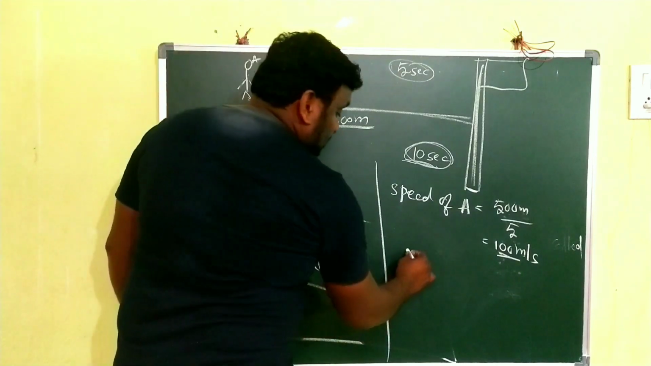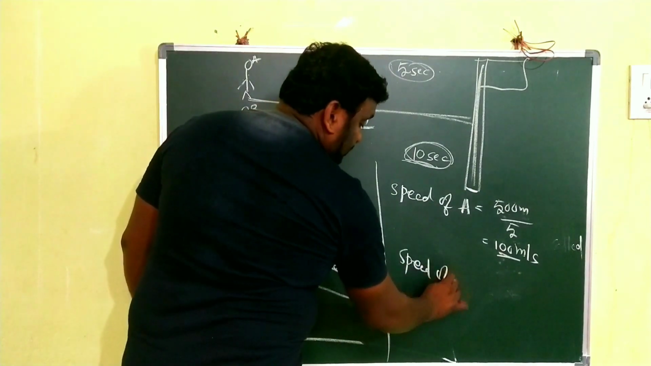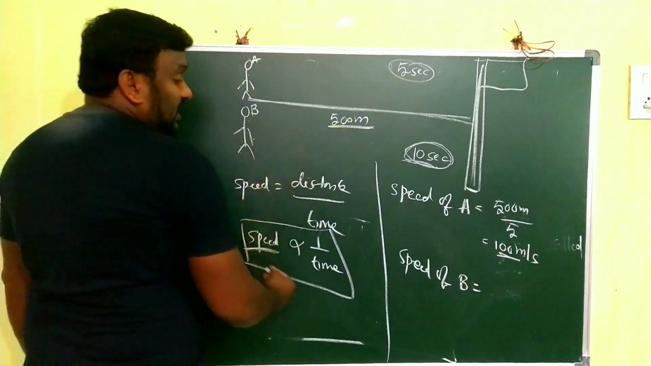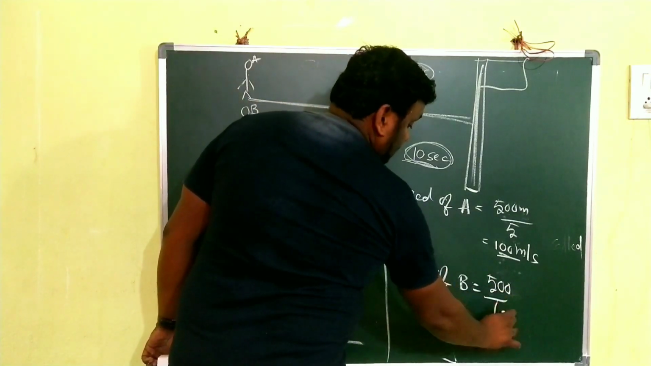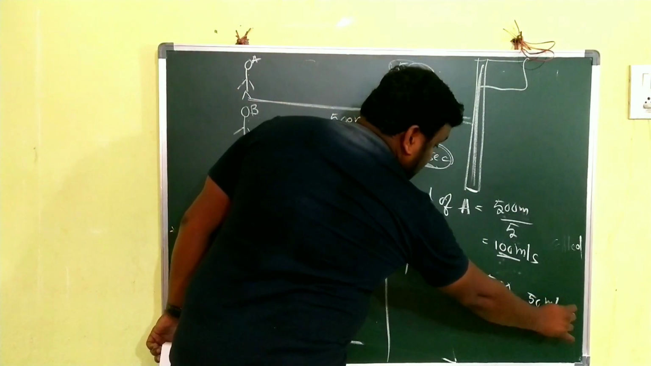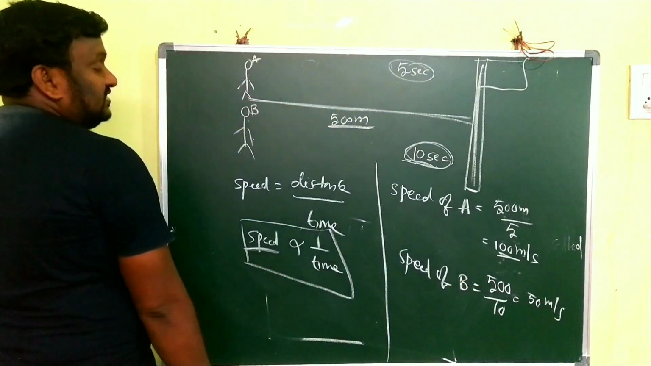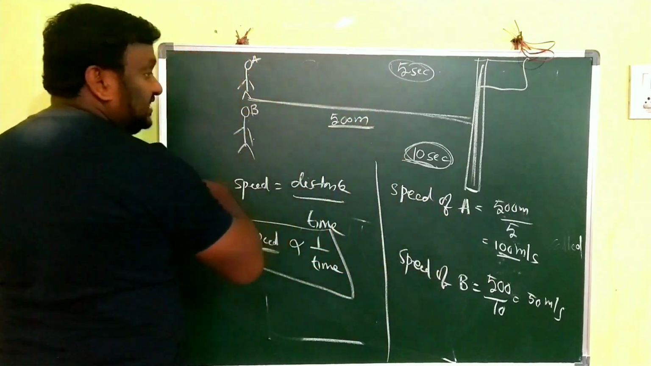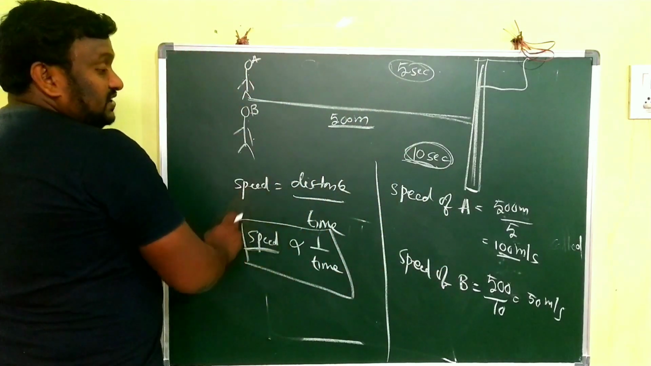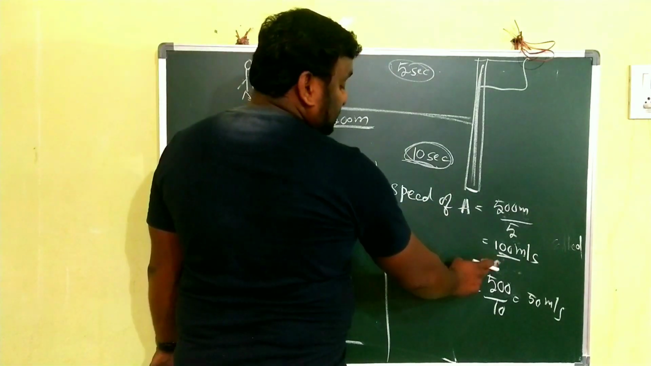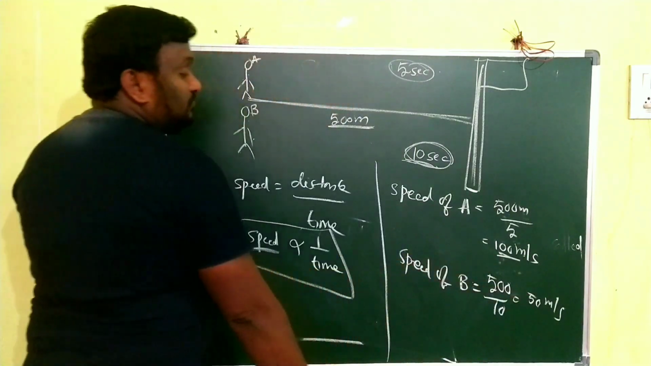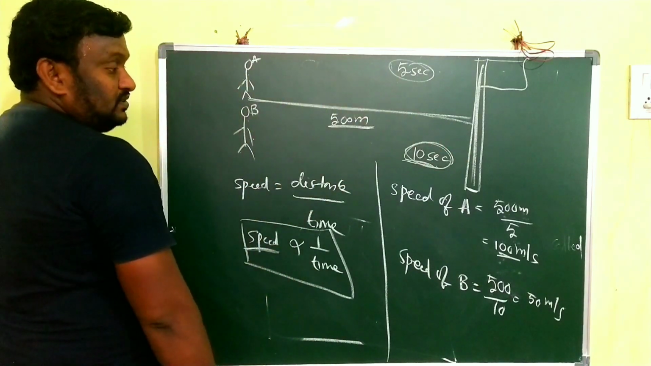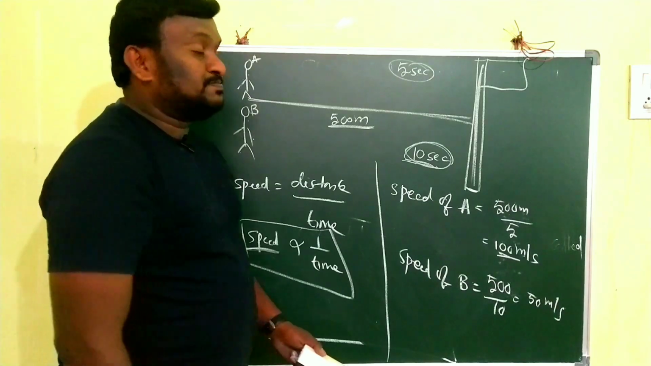And now children, speed of B, that is what? 500 by 10, that is 50 meter per second. Children, this is also an example for average speed. We will discuss it in the next video. So children, speed of A is 100 meter per second, and speed of B is 50 meter per second. That's why A is the winner of the game. So in this way we will find out the speed.